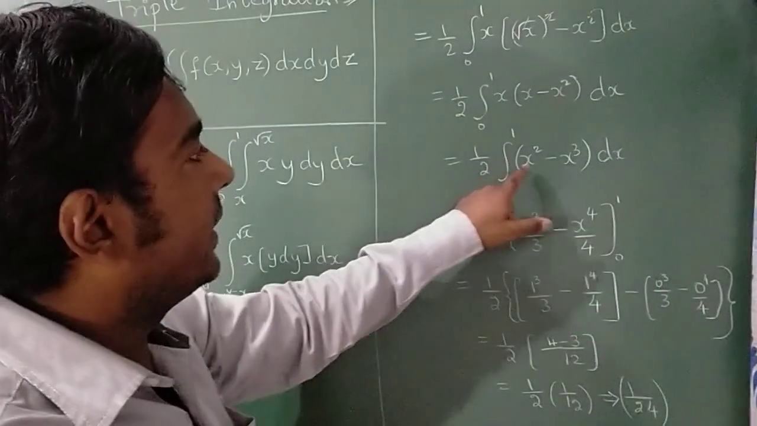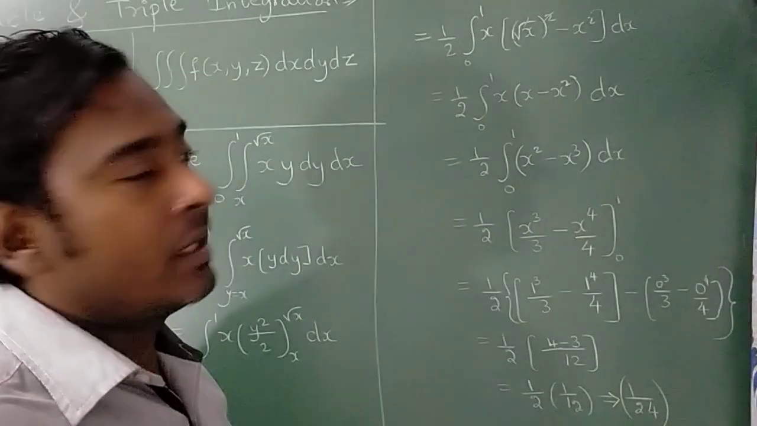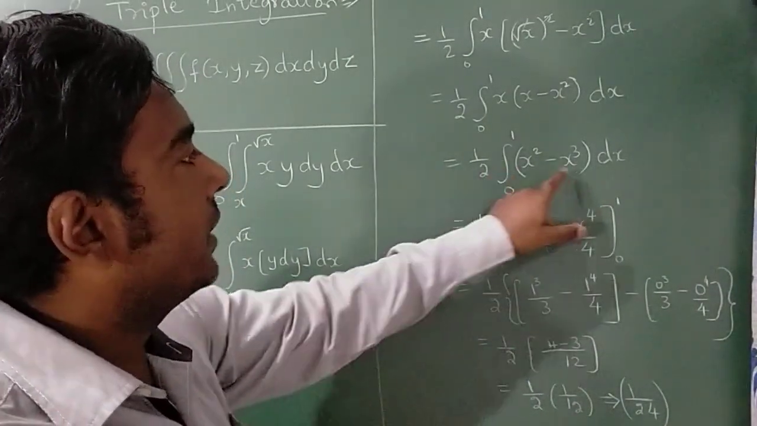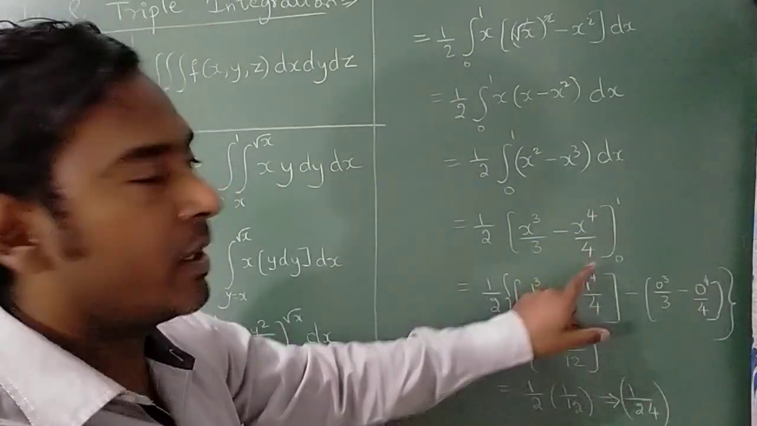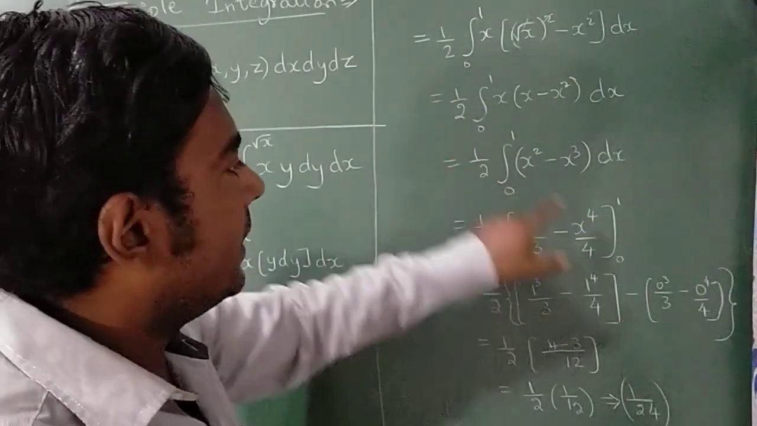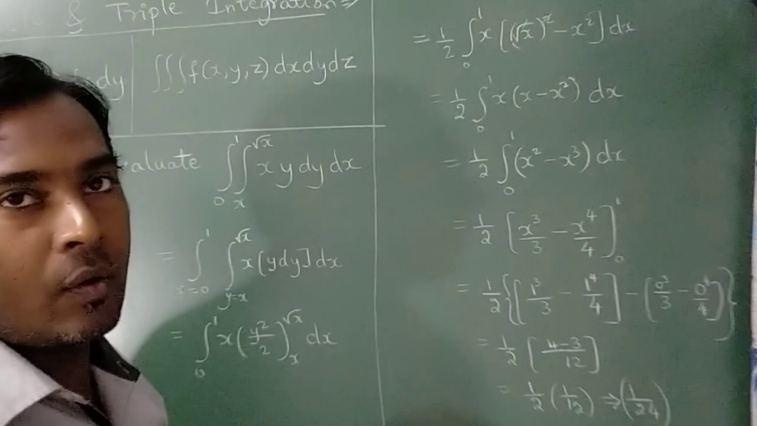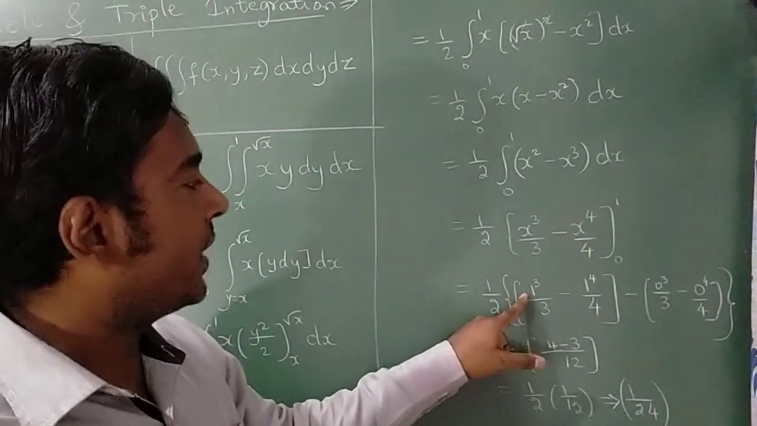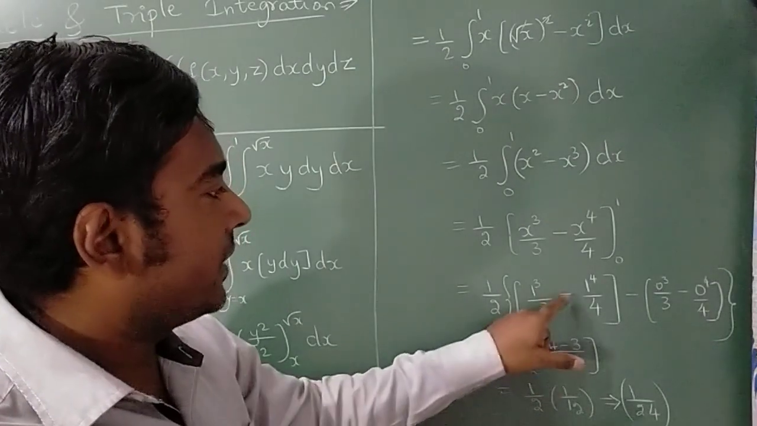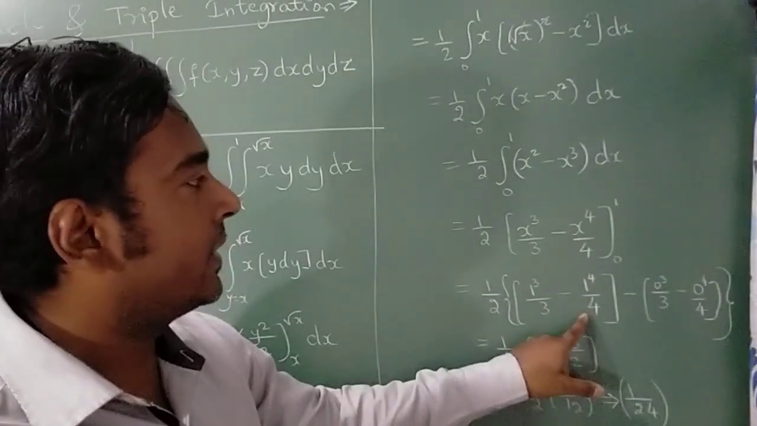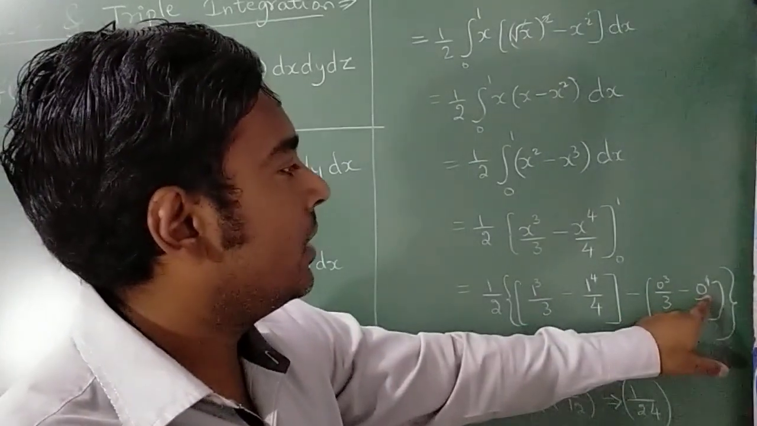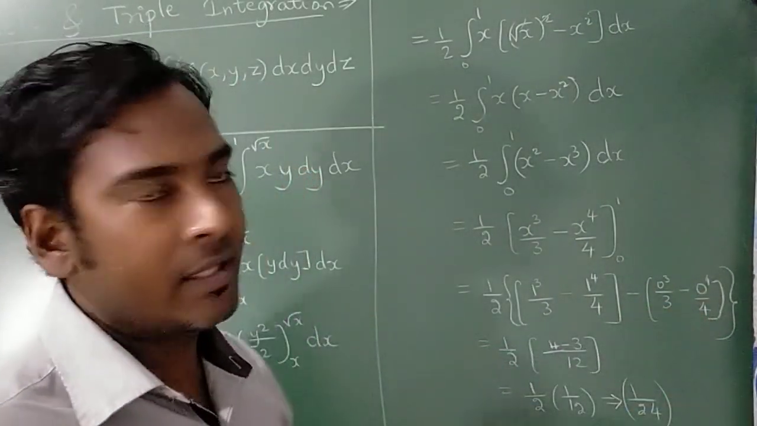Now you need to integrate with respect to x. Now integration of x square is x cube divided by 3, minus integration of x cube is x raised to 4 divided by 4. Now what is the range of this? It is 0 to 1. Now upper limit is 1, so where there is an x I have substituted 1. So it is 1 cube divided by 3 minus 1 raised to 4 divided by 4, minus the lower limit, that is 0 cube divided by 3 minus 0 raised to 4 divided by 4.